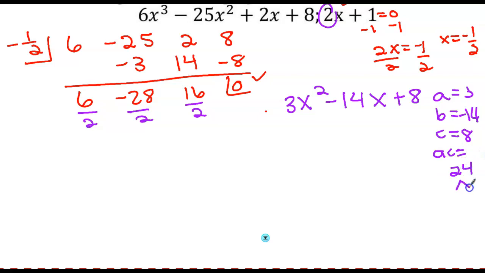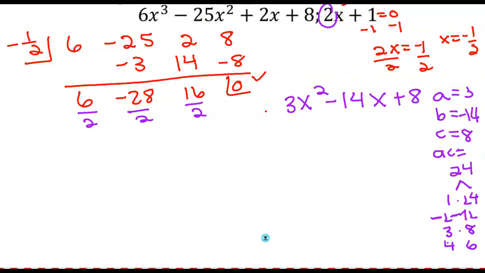So I have to think of two numbers that multiply to give me 24, but when I add them, I get negative 14. So if you're not sure, just break down 24. What are all the factors? There's 1 and 24, 2 and 12, there's 3 and 8, 4 and 6. But which one is going to add up to give me negative 14? It would be negative 2 and negative 12.